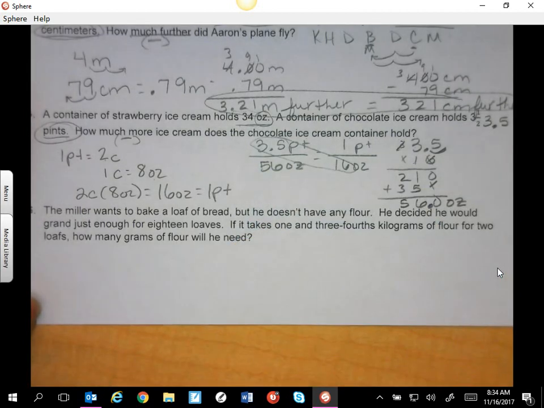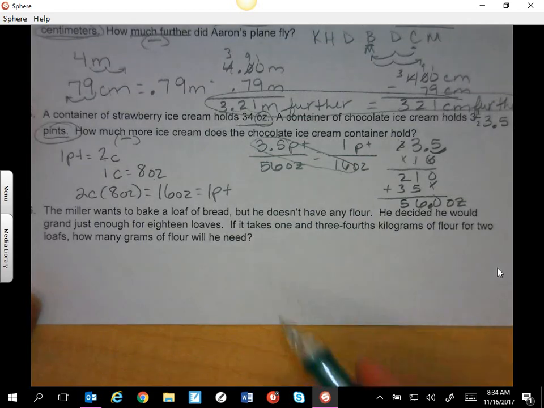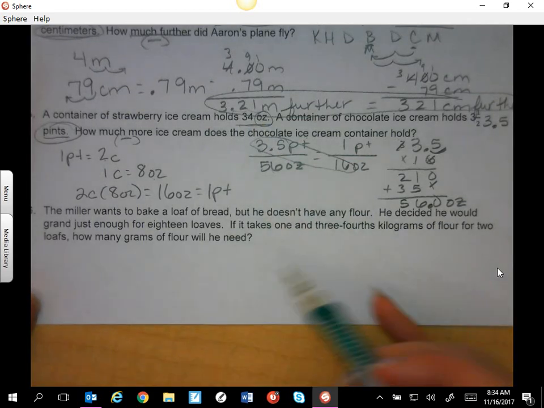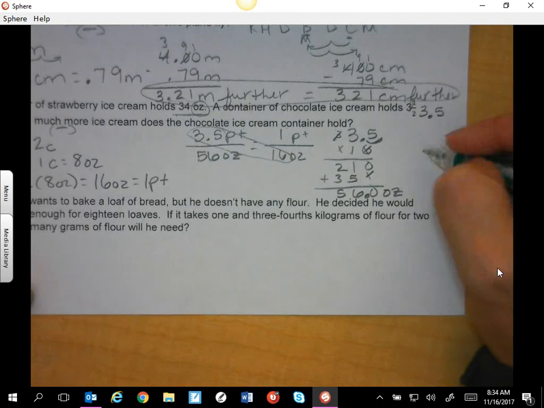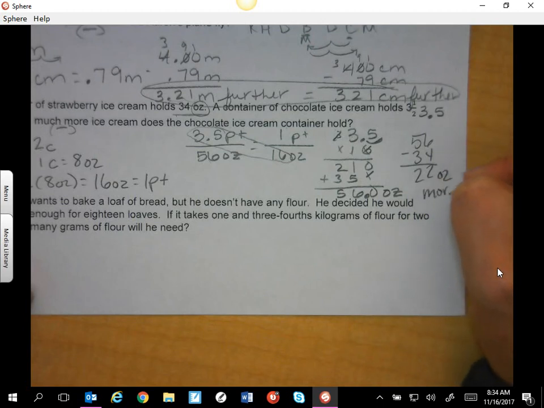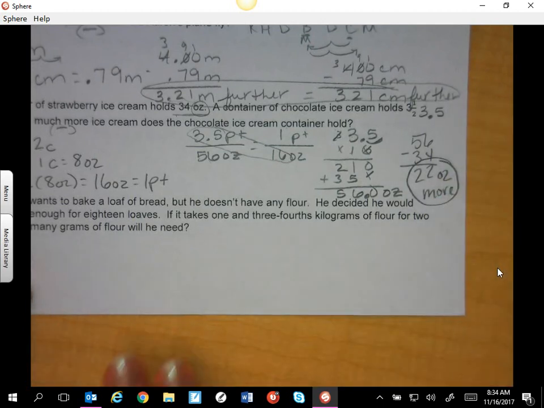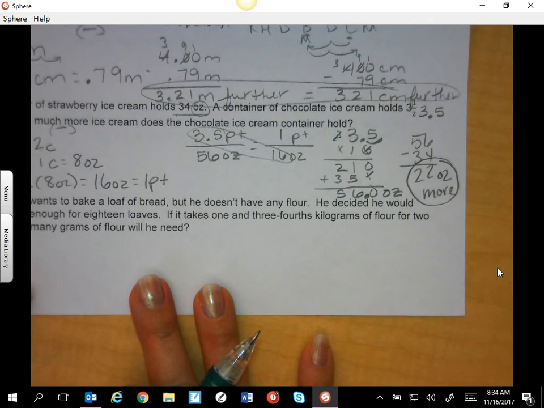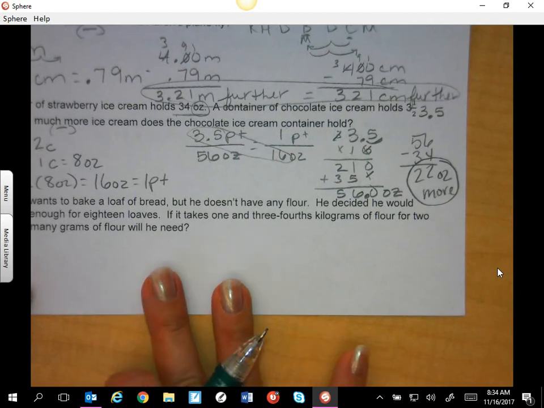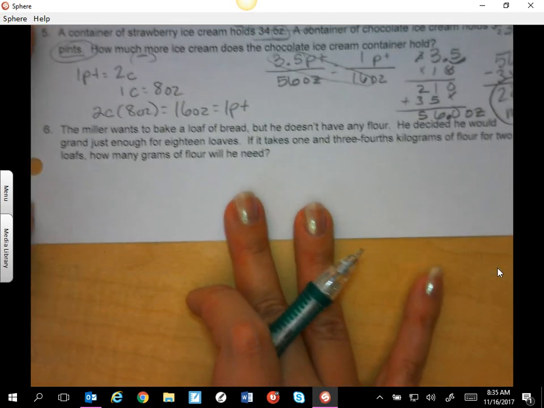ounces. Now we can subtract the 56 and the 34. To 22 ounces more. Ounces on this one's going to be a lot easier because making your ounces to a pint is going to be a smaller number.